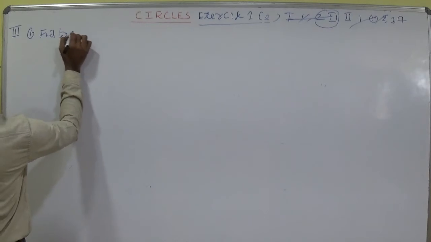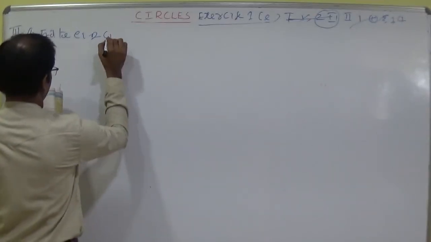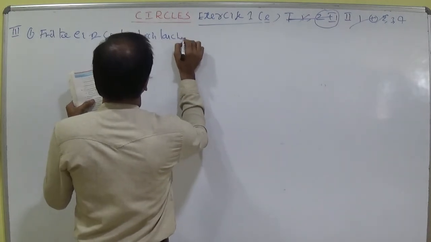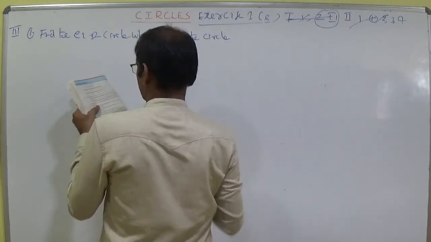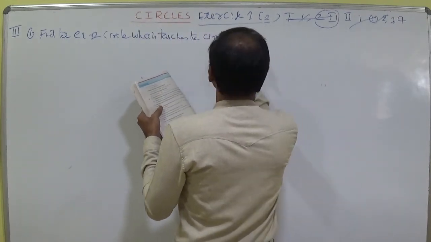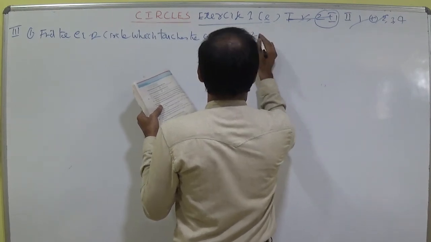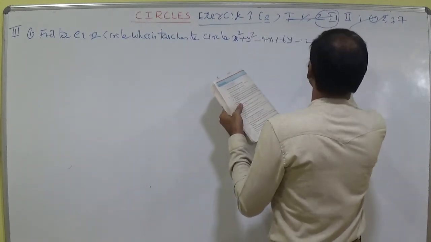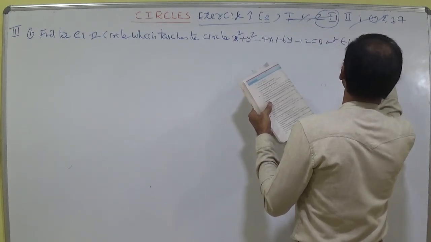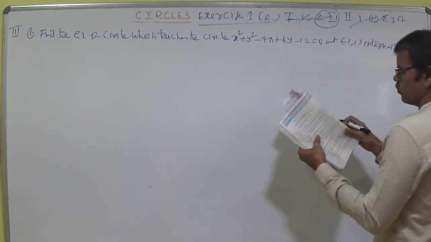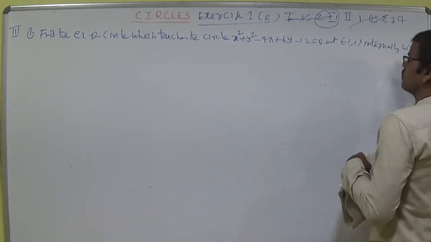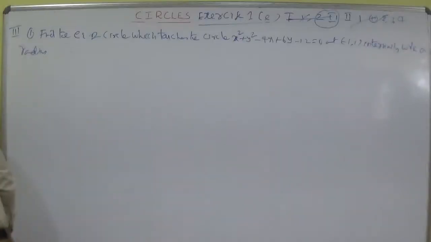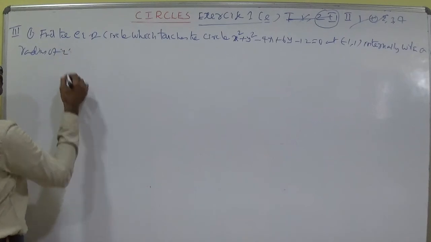Find the equation of a circle which touches the circle x square plus y square minus 4x plus 6y minus 12 equal to 0 at minus 1 comma 1 internally, with a radius of 2. Radius of 2 means 2 units.